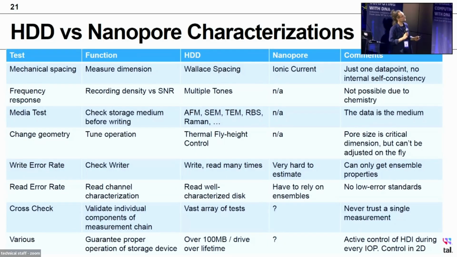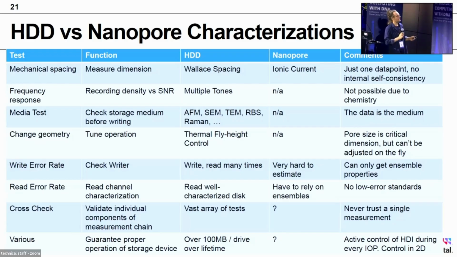What's really important is also measuring the frequency response, because in the end, that's the key measurement that tells you how much density you can write. Super easy in the hard drive. A nanopore, well, not completely impossible, but very challenging.